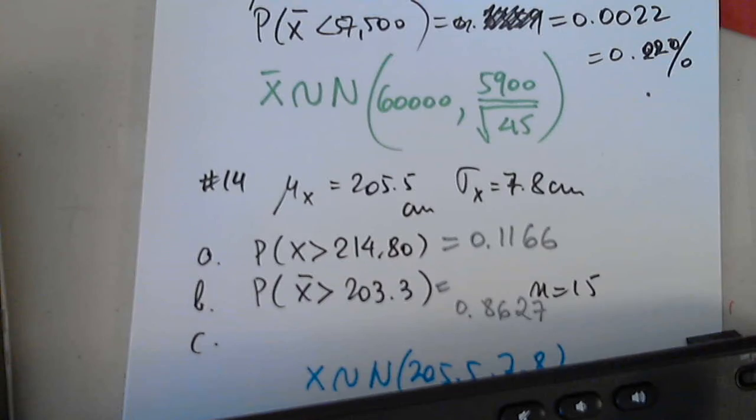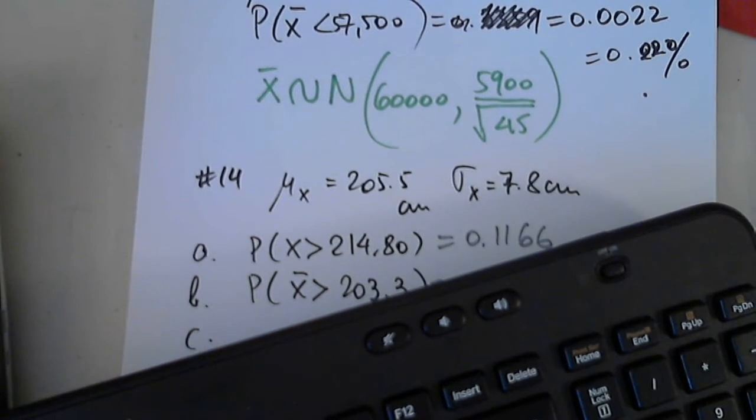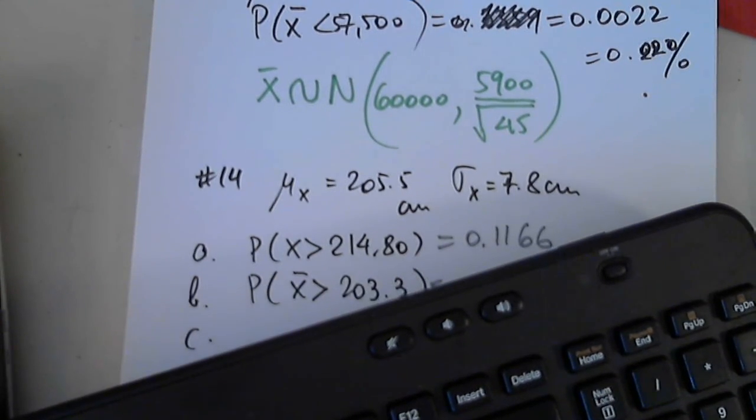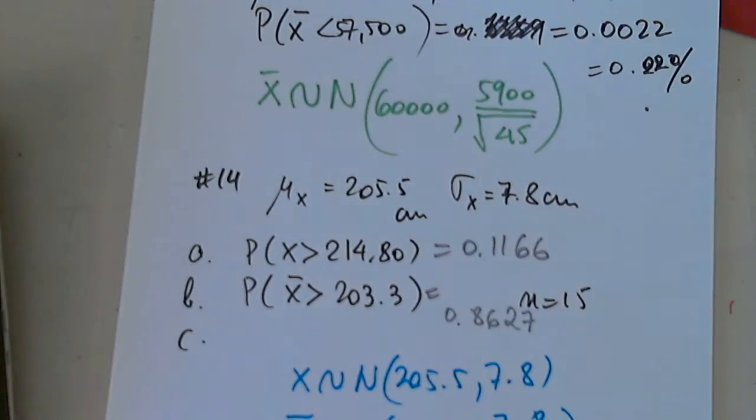0.8627. Yes. Round to 4 decimal places as needed. Yes. Okay. Now in part C, choose the correct answer below.